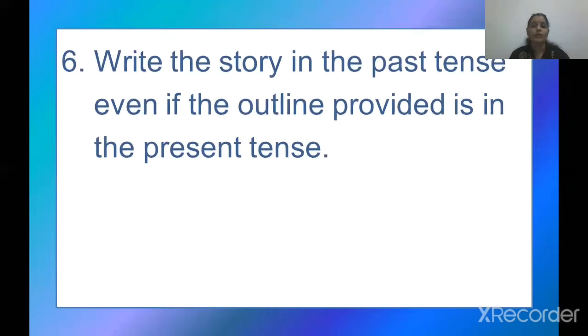Next, write the story in the past tense even if the outline provided is in the present tense. Past means that which is already over. So when you're writing a story, you're talking about something that has already happened. So you're going to write it in past tense, even if the outline provided to you is in the present tense, as if everything is already over and you're narrating the events to somebody else. Okay?